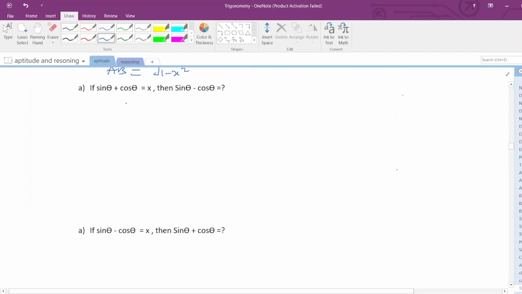Right? So, okay, now I'm moving to the next one. See, if sin theta plus cos theta is equal to x, then they are asking sin theta minus cos theta. So simple. Please note down what they have given. Sin theta plus cos theta is equal to x. Now apply squaring on both sides. Sin theta plus cos theta whole square is equal to x square. Correct?